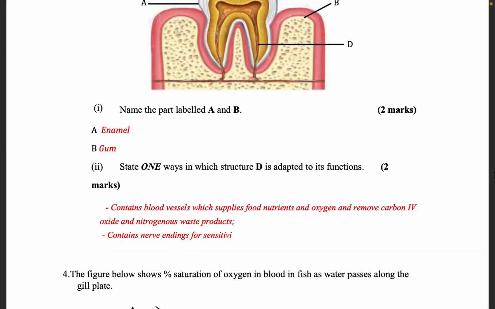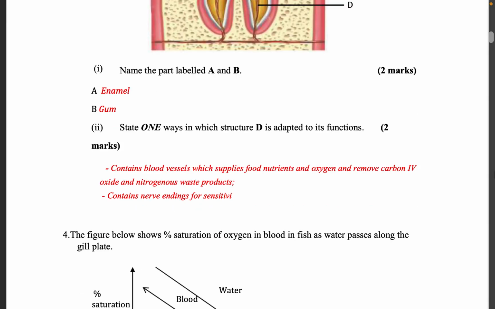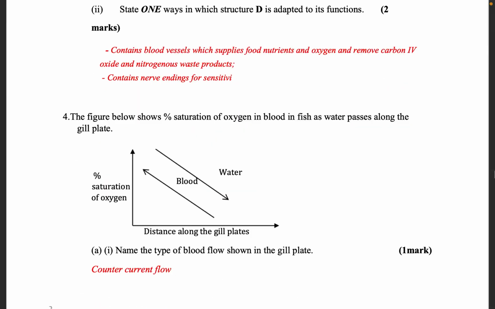Question 4. The figure below shows percentage saturation of oxygen in blood in fish as water passes along the gill plate. You have the saturation of oxygen, the blood, the water, and distance along the gill plates. Name the type of blood flow shown in the gill plate. Countercurrent flow.